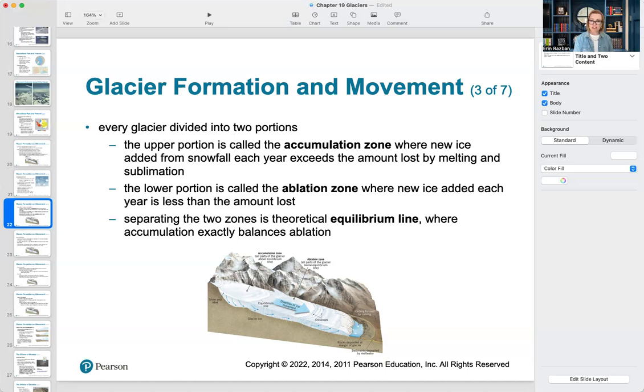The boundary between these two zones is called the equilibrium line, a theoretical line where accumulation exactly balances ablation. Above this line is the accumulation zone, where more snow is added each year than is lost. And below is the ablation zone, where more ice is lost than is gained annually. This equilibrium line shifts up and down the glacier each year depending on climate conditions. In recent decades, we've seen this line moving higher and higher on many glaciers worldwide due to climate change, shrinking the accumulation zones.